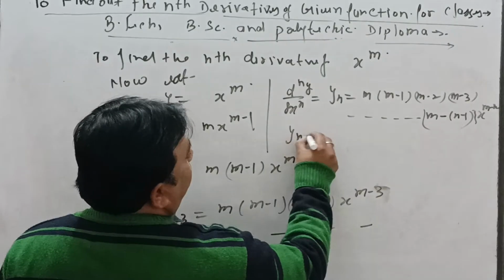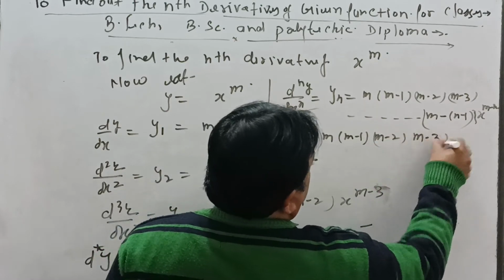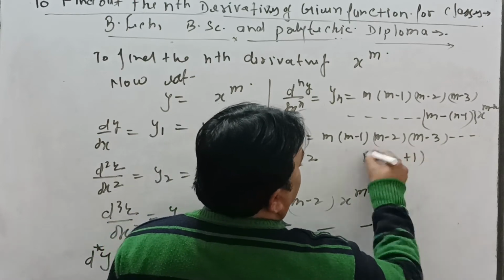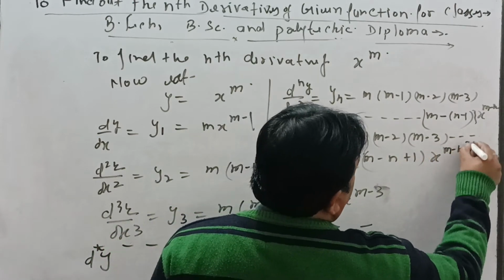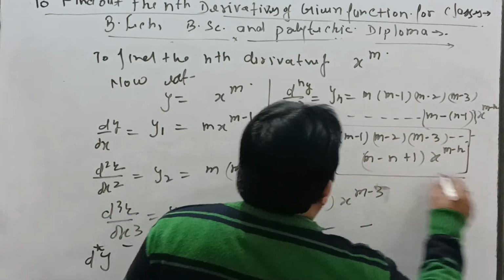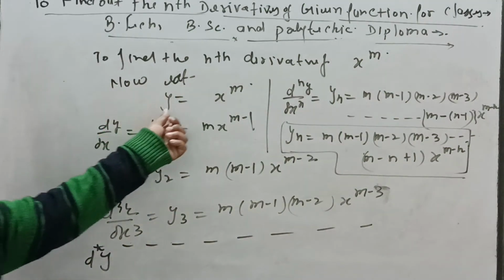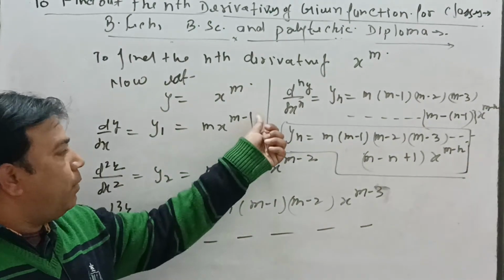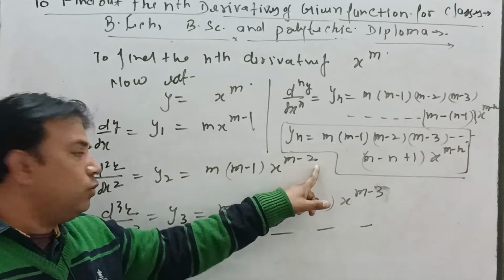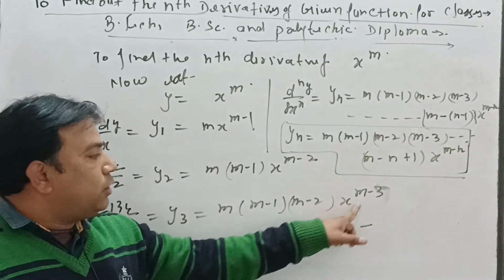So y_n equals m(m-1)(m-2)(m-3) and so on up to (m-n+1) x^(m-n). This is the nth derivative of the given function x^m. First find the first derivative, y1 = m x^(m-1); the second, y2 = m(m-1) x^(m-2); and the third, y3 = m(m-1)(m-2) x^(m-3).